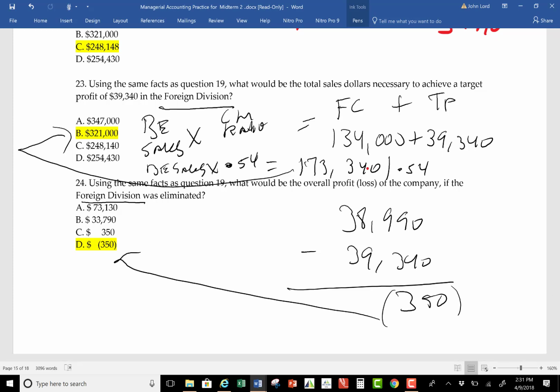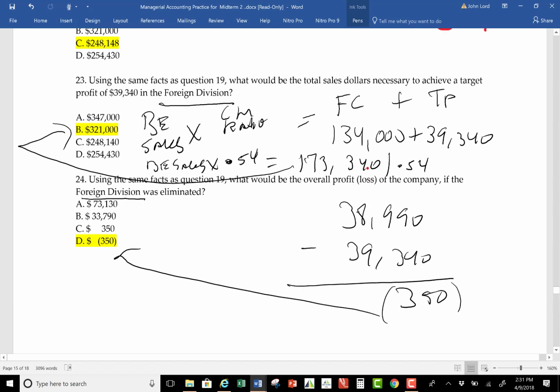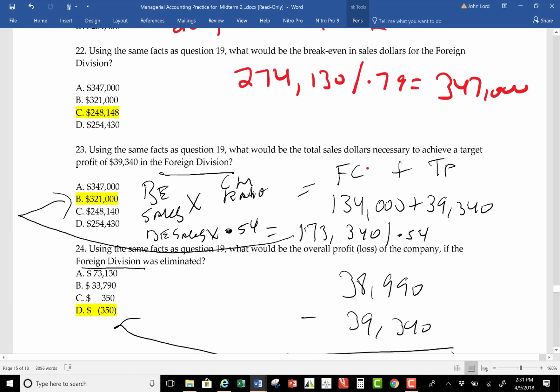This is why we do not allocate common cost. We do not allocate them, because you would do that and it would all of a sudden maybe make this one division look like a loser. Meanwhile, it's contributing to the overall profitability of the company, isn't it? Okay. So don't allocate common costs, you crazy kids.